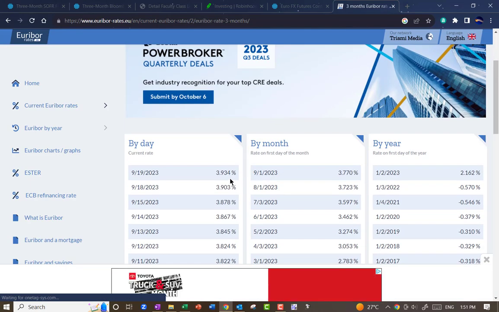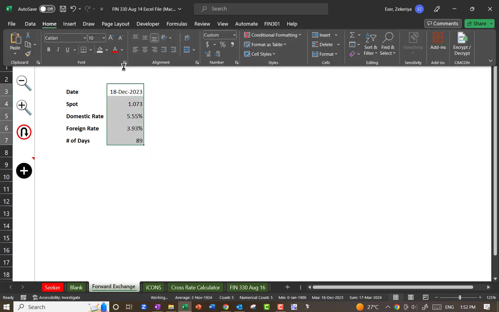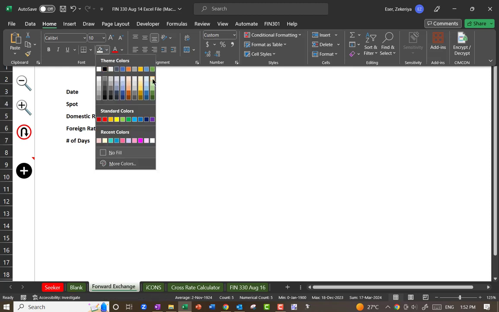Okay, 393. I mean, for our purposes, it doesn't matter too much, but I want to have things that are close to the current values.